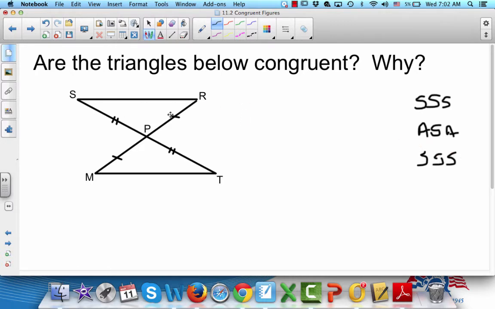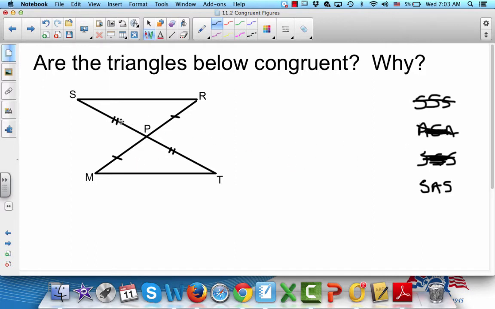So we've got two sides here. Is it side, side, side? Well, we don't know if this side is congruent to this side, so we know we can't use this method. Now look at angle, side, angle. Well, we don't know if this angle is congruent to anything down here. We don't know if this angle is congruent to anything down here, so we don't have two angles. So we can't use this method.